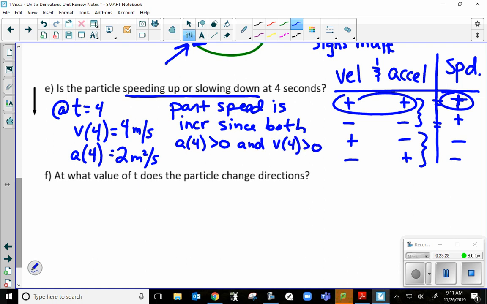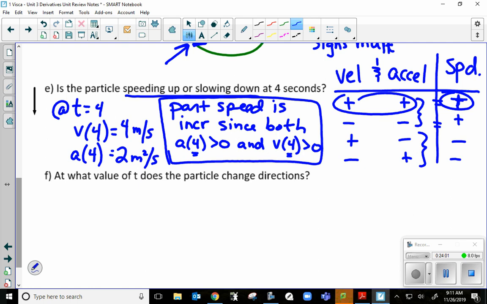Do not say acceleration and velocity are both greater than 0. The acceleration and velocity where? At 4. You can literally write, because the acceleration at time 4 is a positive value, and the velocity at time 4 is a positive value. But I like to use inequalities because it takes less writing. Bam. All right, there you go. This particle speed is increasing since both the acceleration at time 4 is greater than 0, it's positive, and the velocity at time 4 is greater than 0, it's positive.